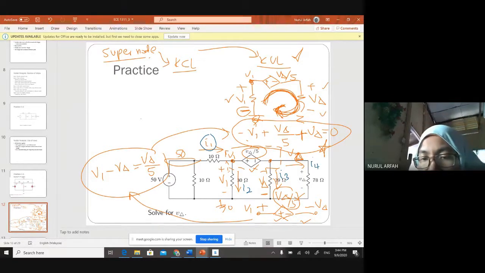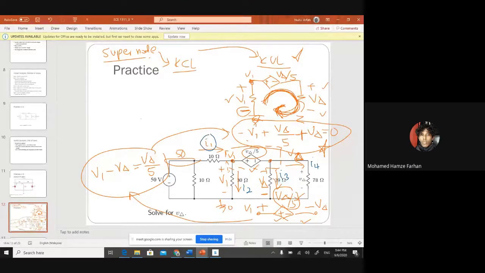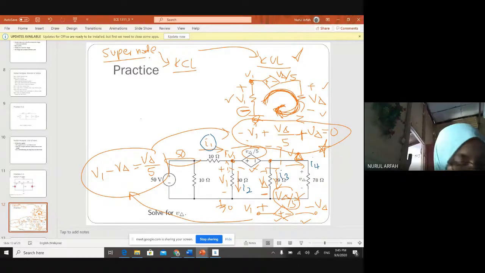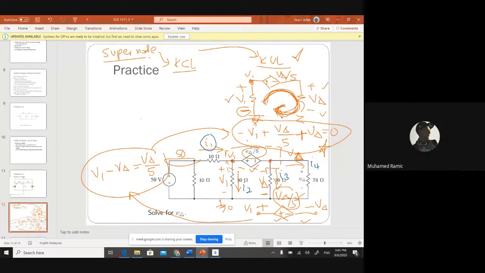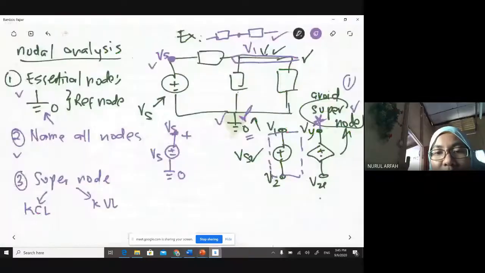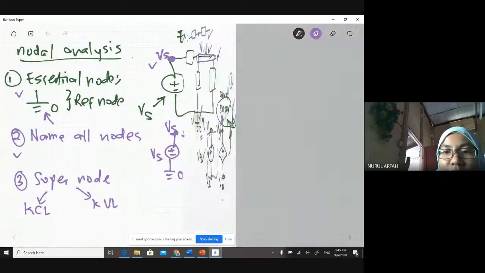Is it okay, or do you want me to draw it on a new paper? It would be easier to follow if it could be on a new paper. Okay then. All right. Thank you.